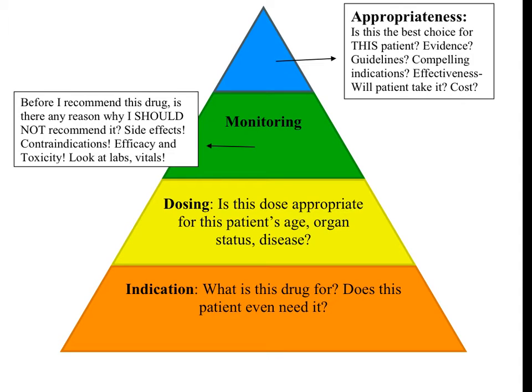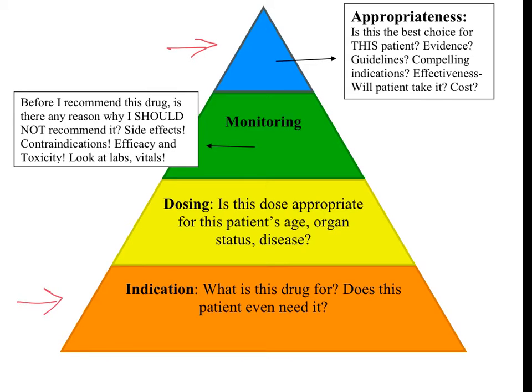Tonight I'd like to go over my hierarchy of medication evaluation. This is the thought process I go through whenever I'm evaluating a patient's medication list and trying to determine the appropriateness of their regimen. This hierarchy is structured much like Bloom's taxonomy, with the most basic skills at the base of the triangle and the most complex higher order thinking at the top of the pyramid.